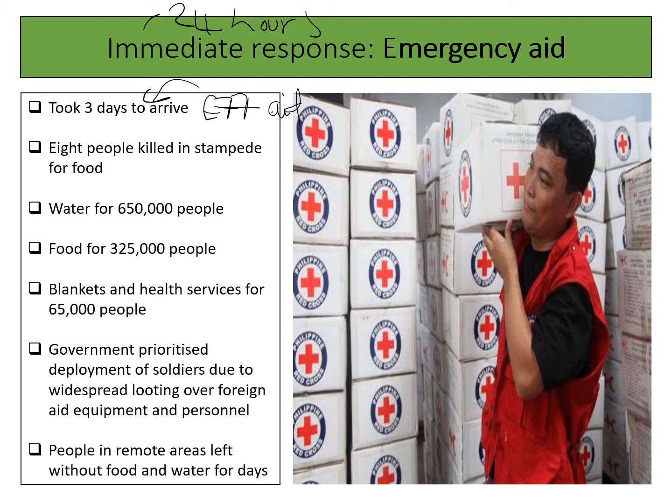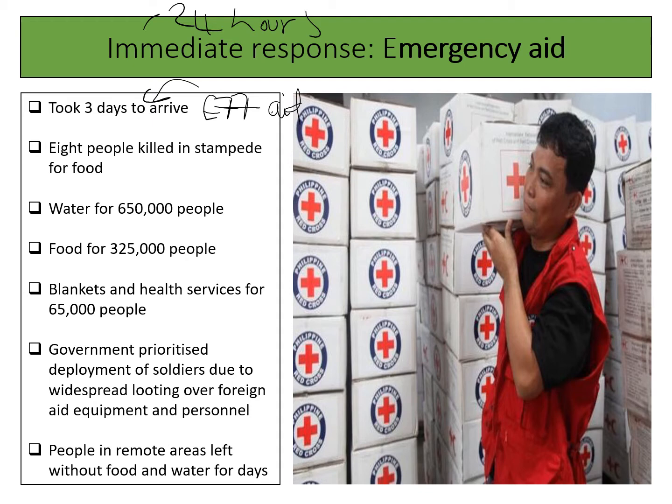It took too long. So because there was a lack of food and a lack of services, a lot of people started to loot. So they started to essentially steal from the shops. And as a result of that, 8 people were killed. So, you know, it allows you to think, if the emergency aid came faster, within the first 24 hours and not 72, would that looting have occurred? Would that stampede have occurred? And would those 8 people have died?